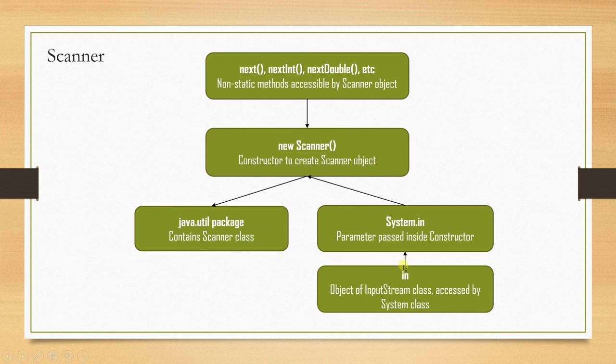The problem is that InputStream is an abstract class. Abstract classes prevent creating objects of that class. This InputStream class is an abstract class, so I cannot directly create its object. However, there is an object of that class which is made by Java and is already available inside the System class. So I can access it through the System class. The entire Scanner class is present inside the java.util package, so if you have to use it, you have to import the package.